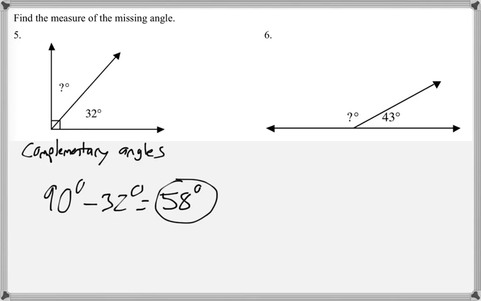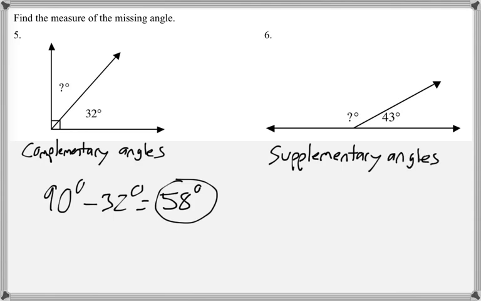Number 6 is similar. We have one angle that we know, one angle that we don't know, but on this one, the two angles add up to be 180 degrees. So these are supplementary angles.